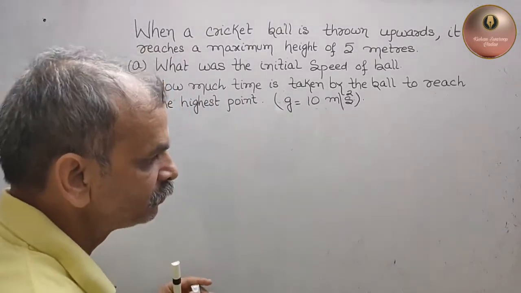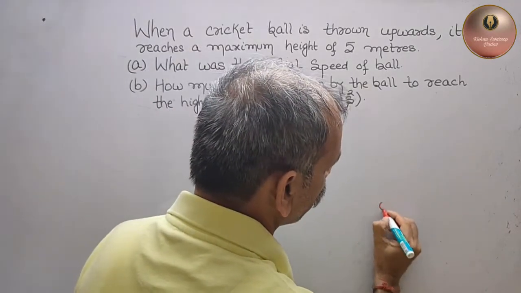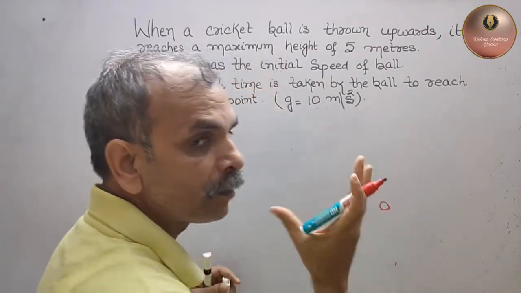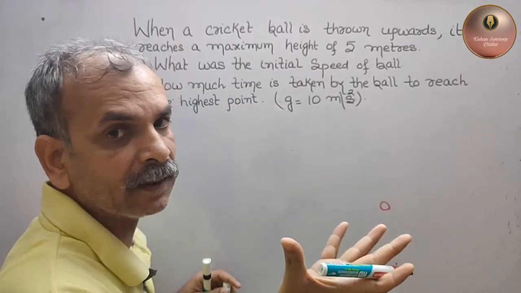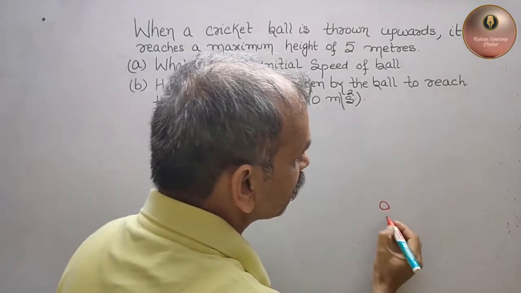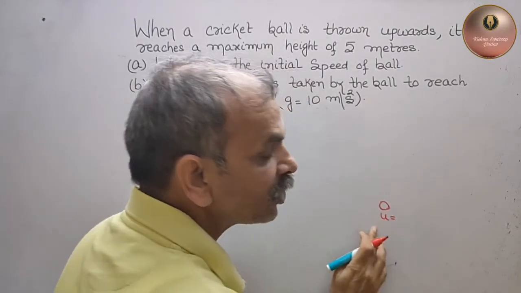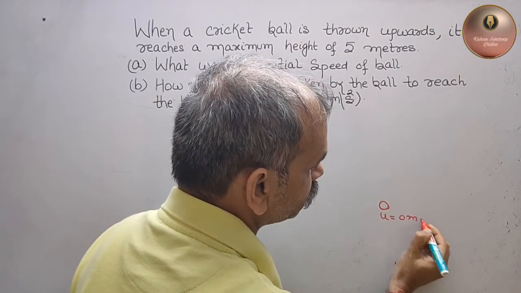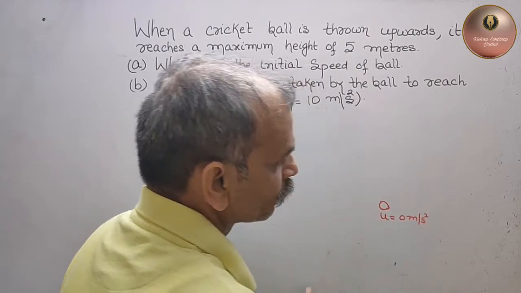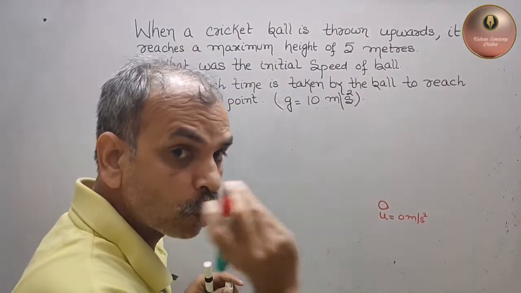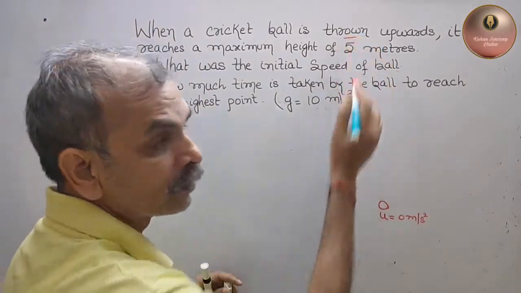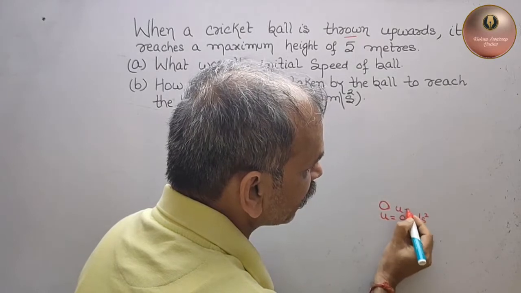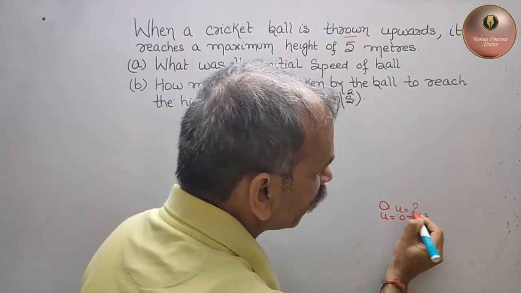Now understand this. Suppose we are throwing the ball. This is your initial point. Here the ball is in our hand, so that means its initial velocity is 0 at that time. Now when we are throwing, our initial velocity will get increased. That we have to find out.